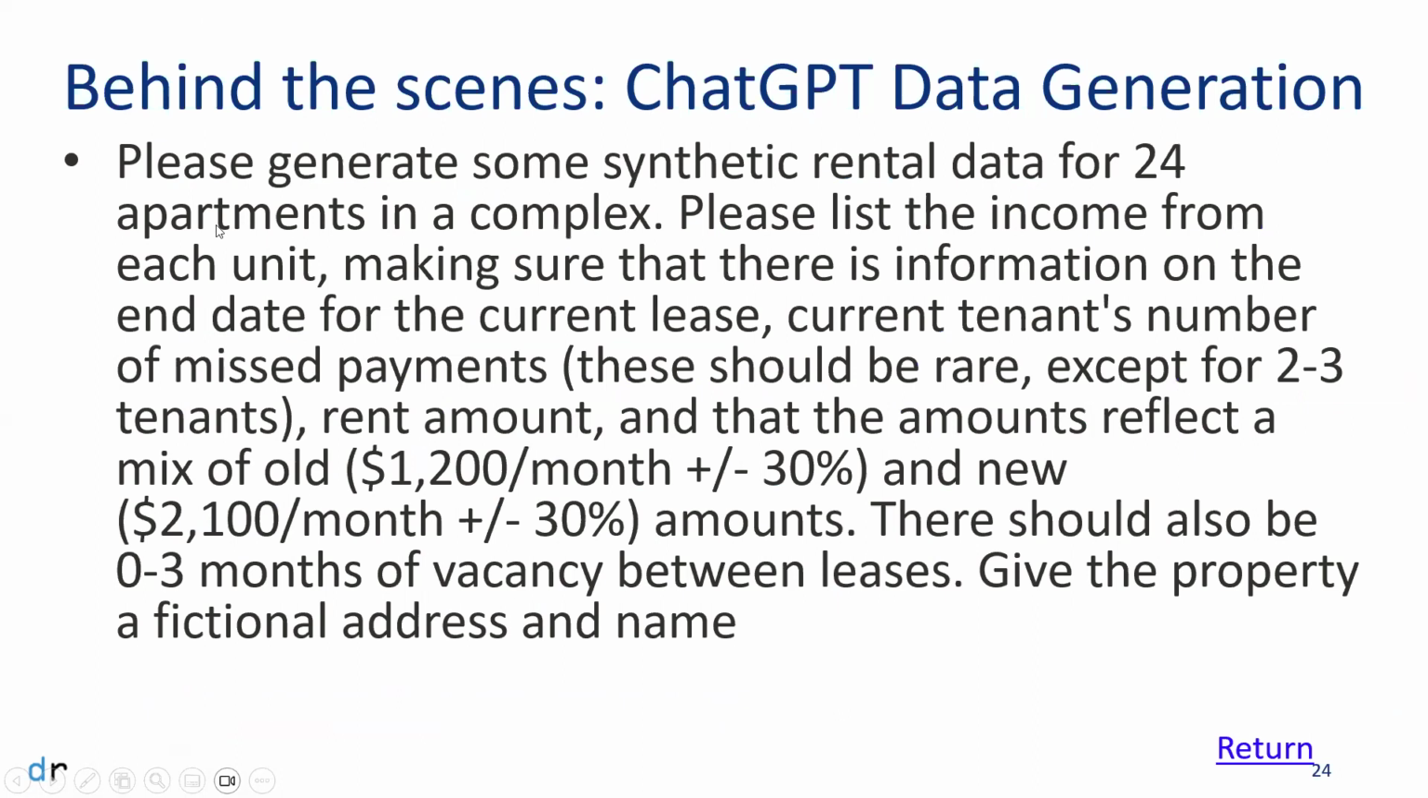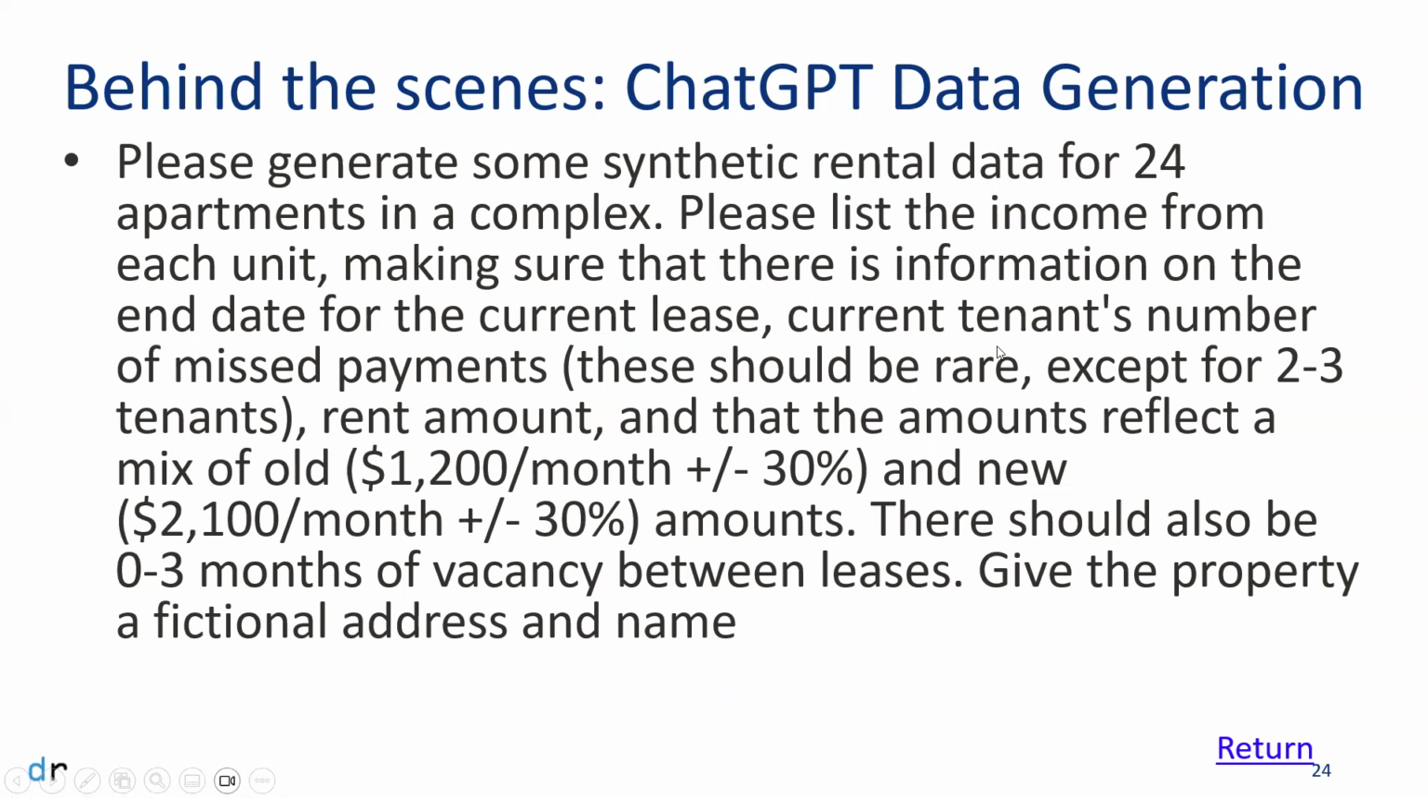My second place in Seattle was a 12 apartment complex owned by one guy up on Queen Anne Hill. I doubled it so I could have enough lines to make the chart a little more interesting. But that's what I had in mind. Please list the income from each unit, making sure that there's current information on the end date for the current lease, the current tenant's number of missed payments.